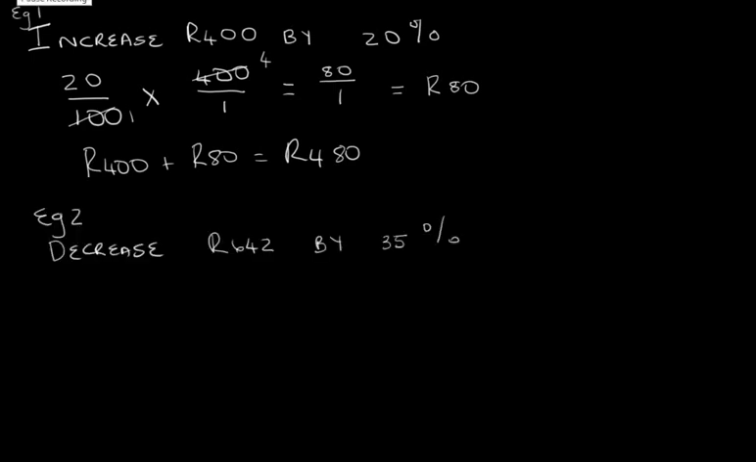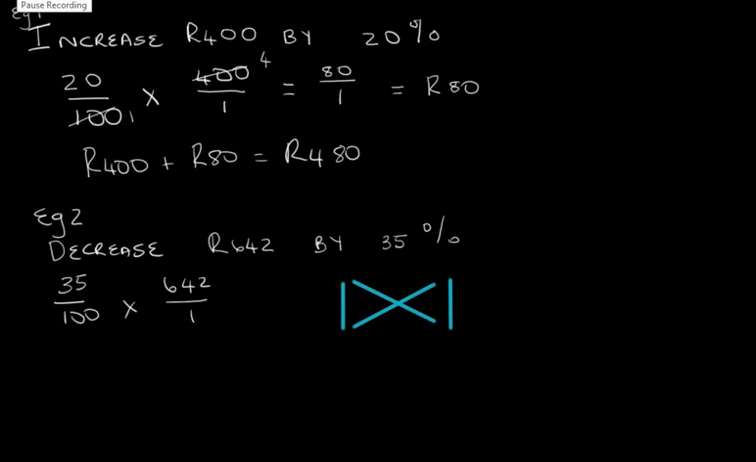Example 2 says that we must decrease 642 Rand by 35%. What's our first step? We need to write the percentage as a fraction over 100. Now we know that we can simplify using the bow tie method. We can simplify down and down, or across and across. Okay, following that method, let's simplify.